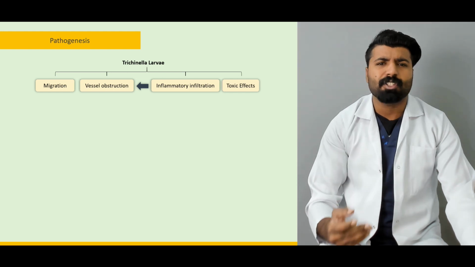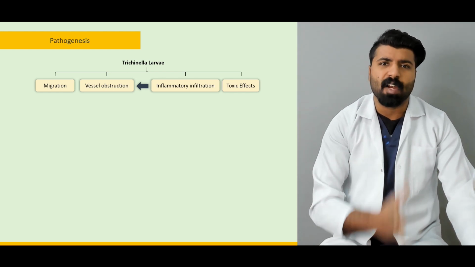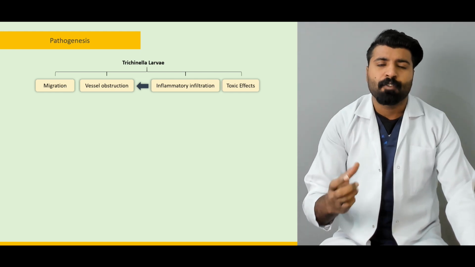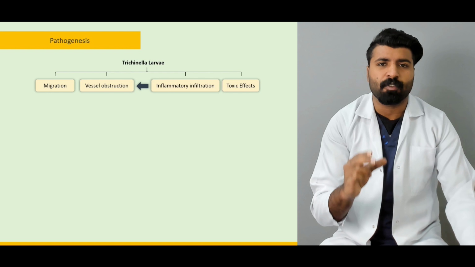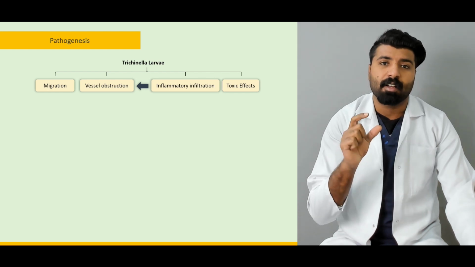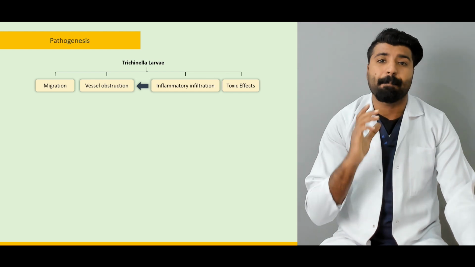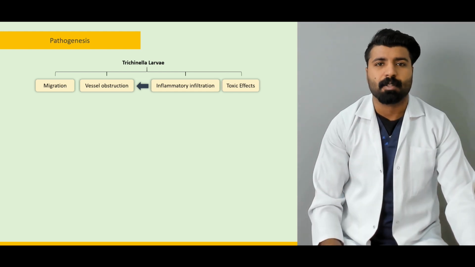And then these larvae are going to migrate where? Into your striated muscles and start destroying those muscles. If you take a biopsy of a patient who is suffering from this infestation, and you take a biopsy of the deltoid or pec, you will see these larvae embedded in your striated muscles.